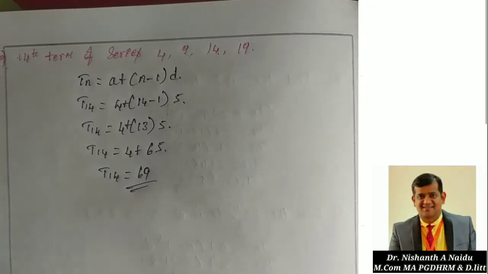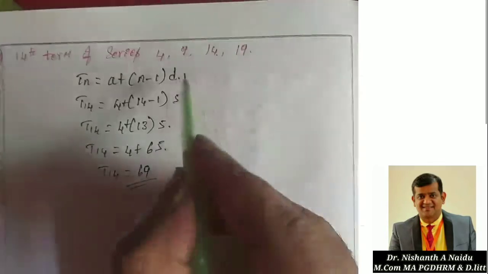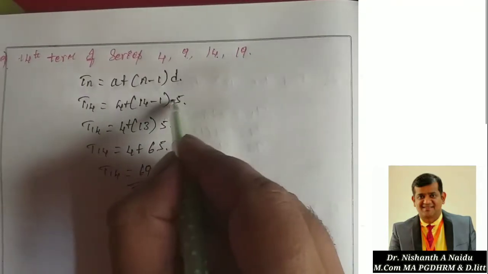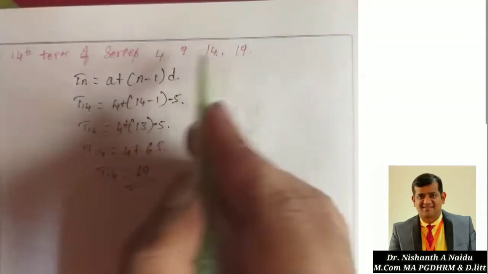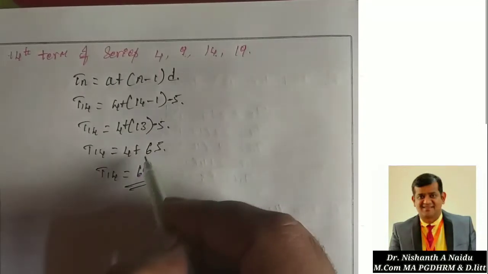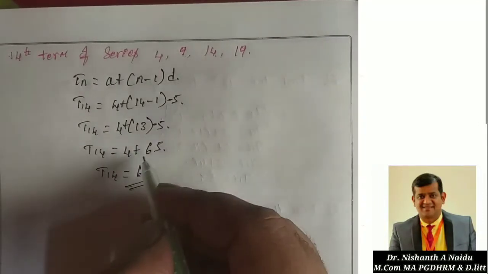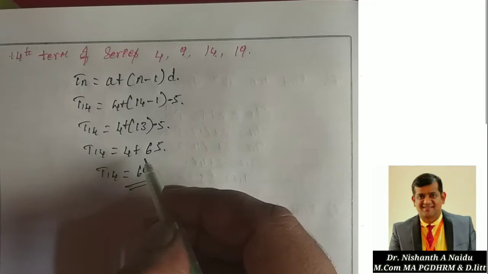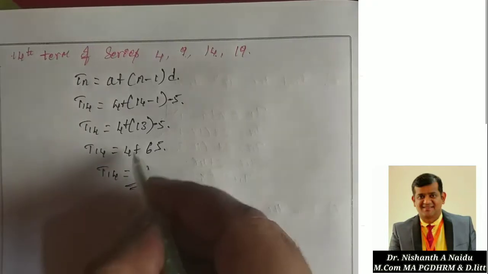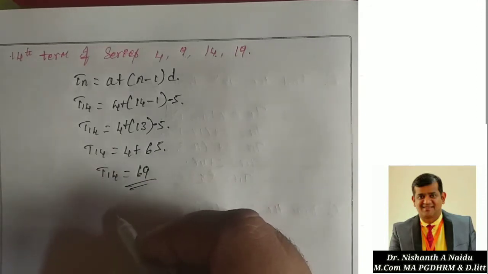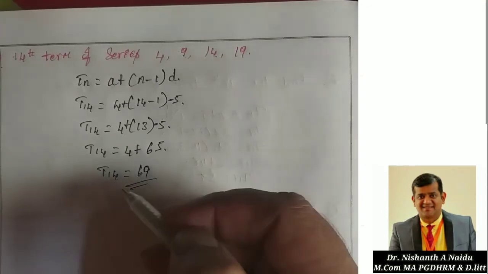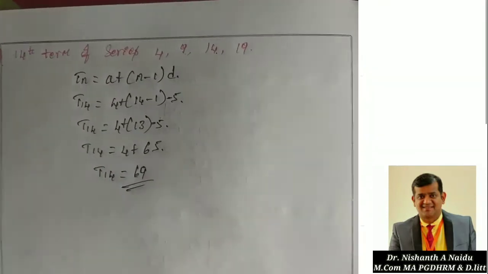Sorry, see here I have made a small mistake. Have you people noticed? So d is minus 5, because 4 minus 5, it is in reverse order. So I have to take it as minus 5. Okay. So then your answer will be how much? This is all same. 4 plus minus 65. Okay, so it is going to be minus 61 is the answer.